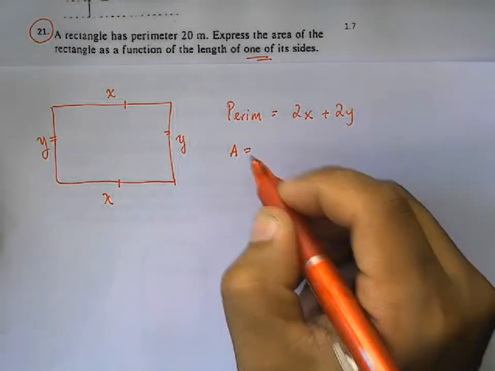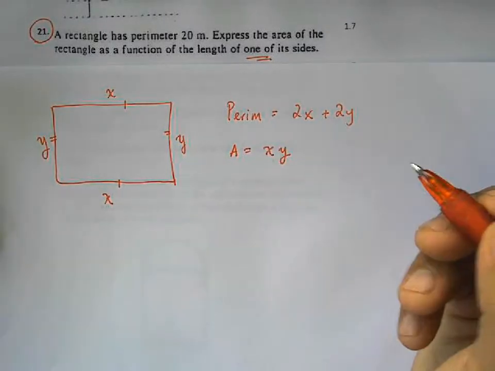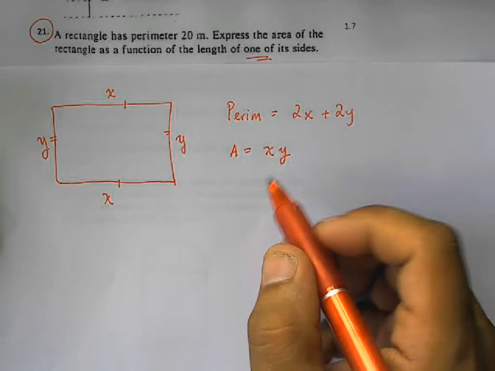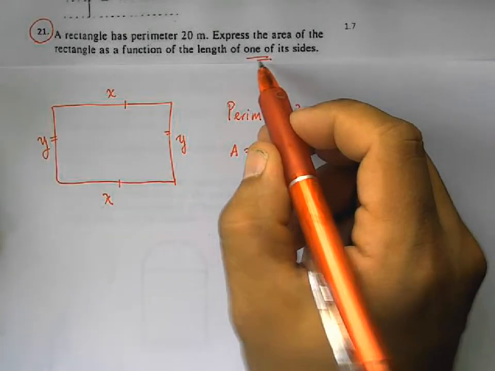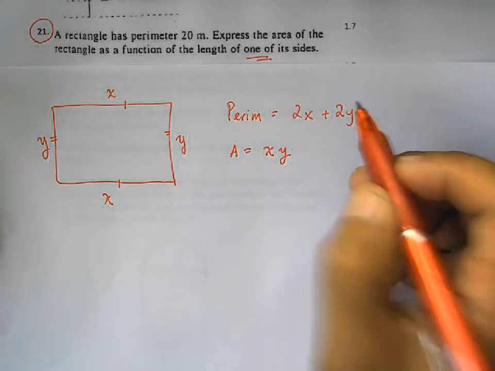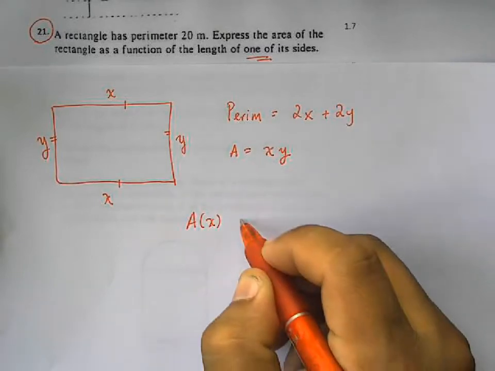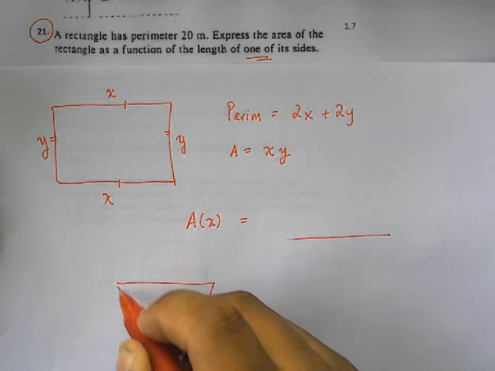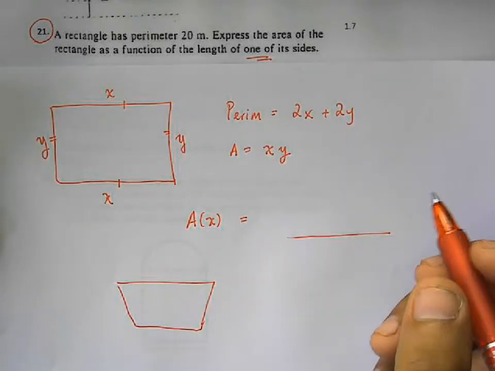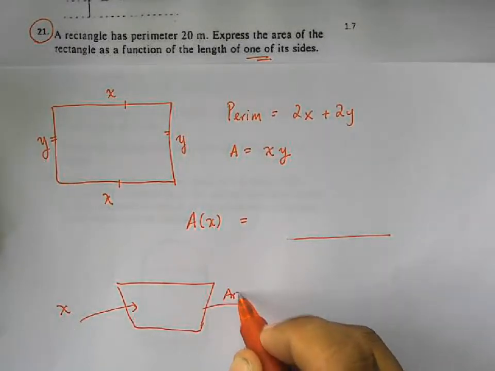Well, we also know the area of a rectangle is one length times the other length. But the problem here is that we have the area expressed as two variables, and we need to express it as only a function of one of the variables. So in other words, we're looking for something like the area A of x is equal to something. Another way to illustrate this is kind of like thinking of this as a function machine. You put in one side length, whatever that is, and it spits out the area.